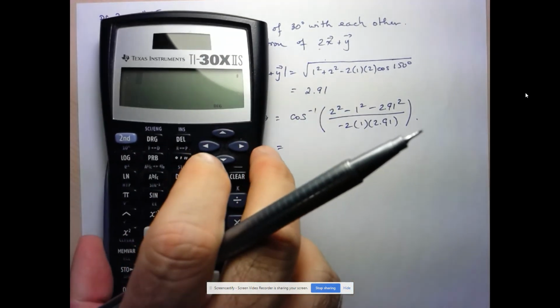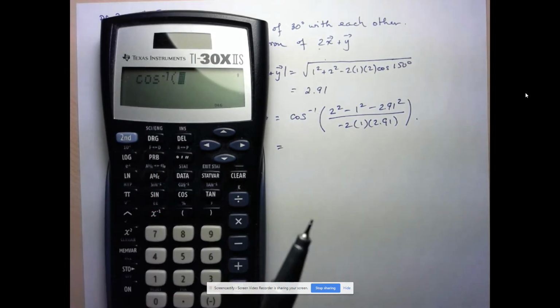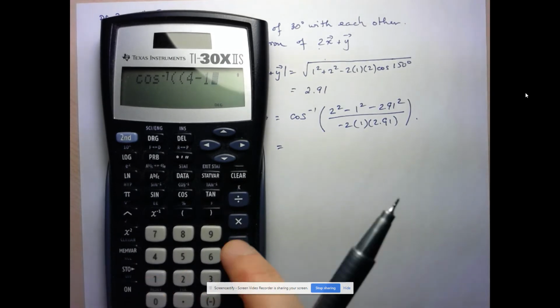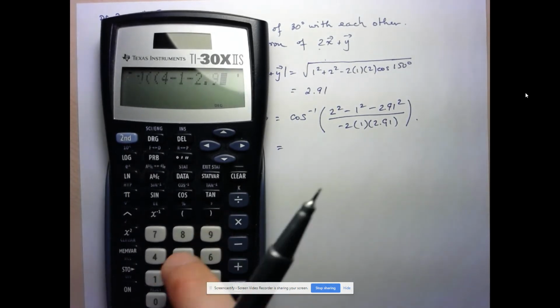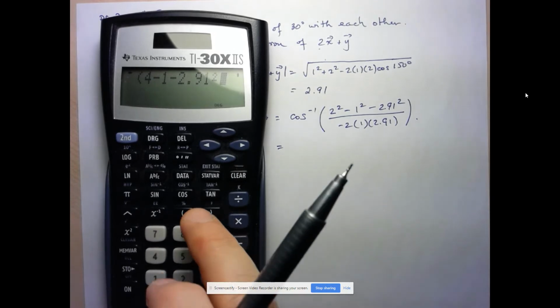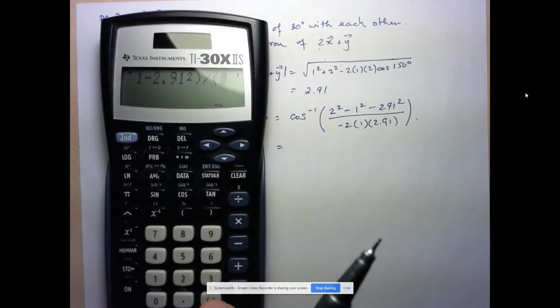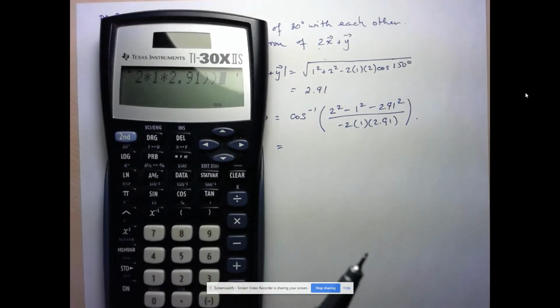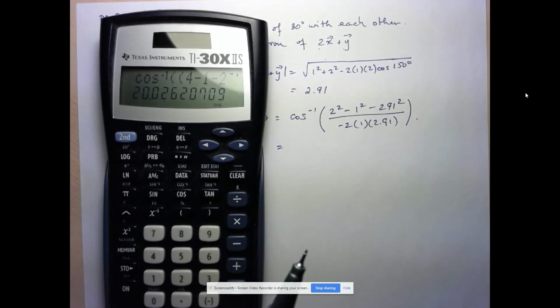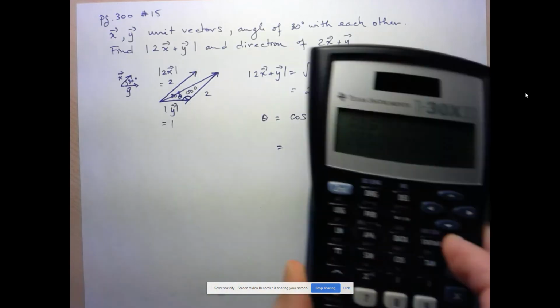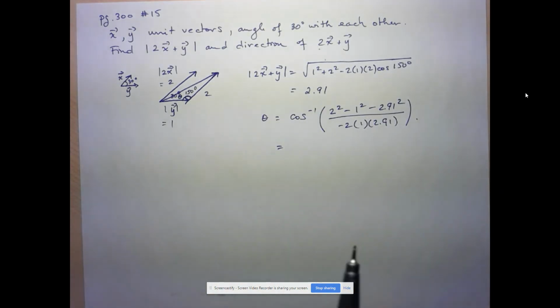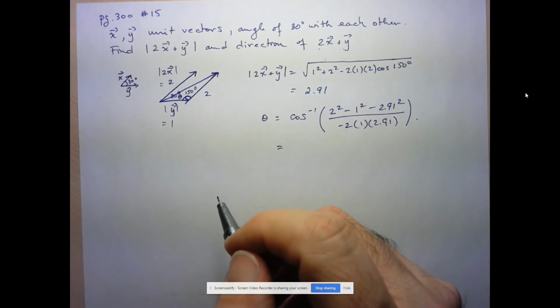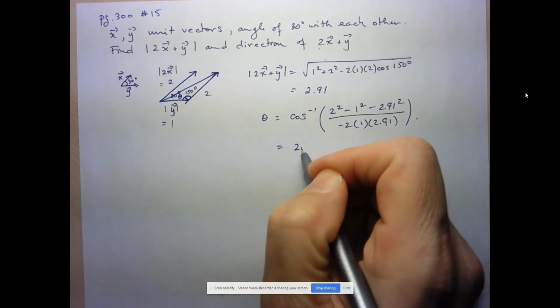All right, so let's put this in here. So cos inverse, open up the bracket for the numerator. So that's 4 minus 1 minus 2.91 squared. Okay, close bracket, divided by, open bracket, negative 2 times 1 times 2.91. Close up the brackets, and it looks like we have 20 degrees.